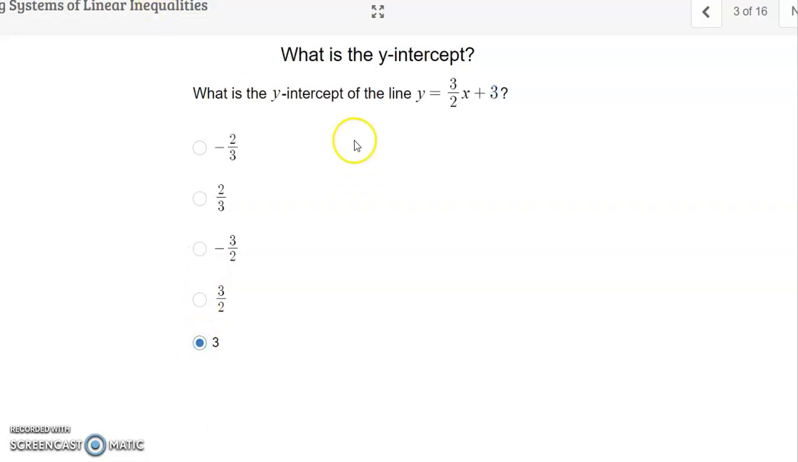Remember that our equation is y is equal to mx plus b, where b is the y-intercept and m is the slope.